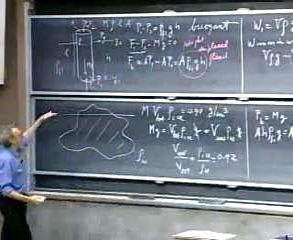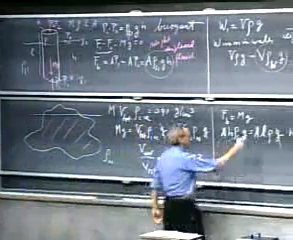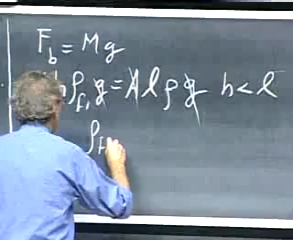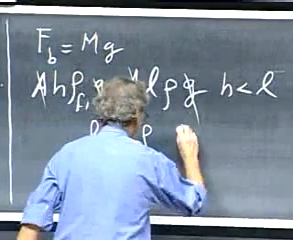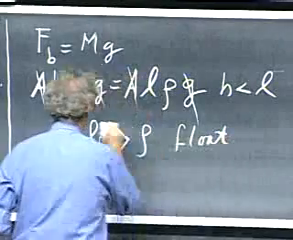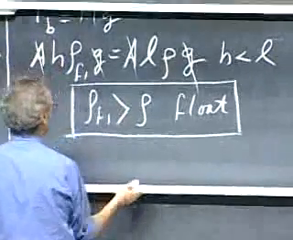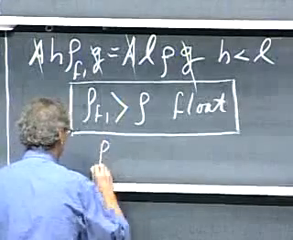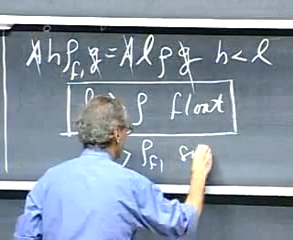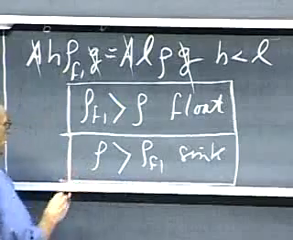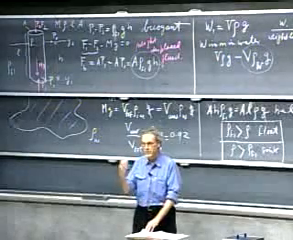The part below the water has to be smaller than the length of the cylinder. And if H is less than L, that means that the density of the fluid must be larger than the density of the object. And this is a necessary condition for floating. And therefore, if an object sinks, then the density of the object is larger than the density of the fluid. And the amazing thing is that this is completely independent of the dimensions of the object. The only thing that matters is the density.